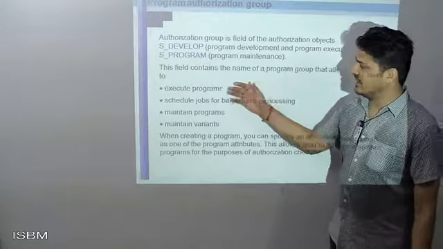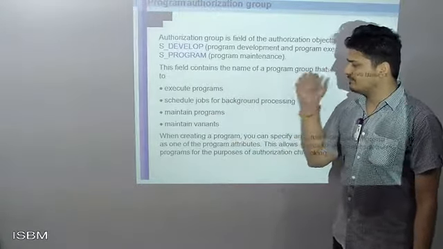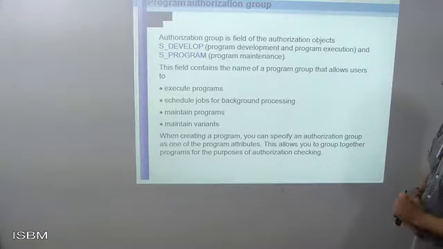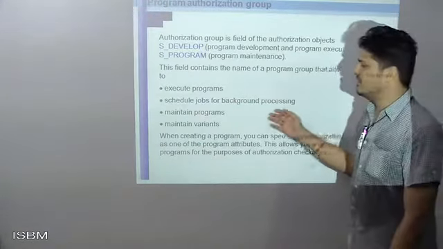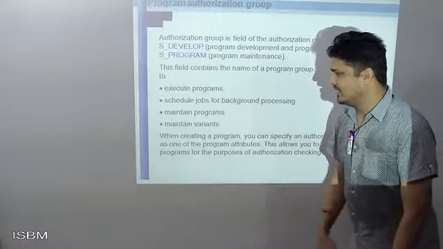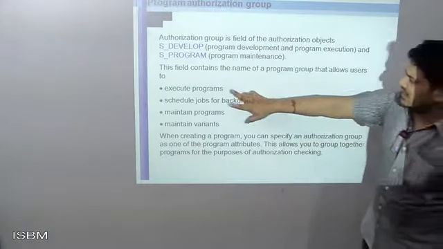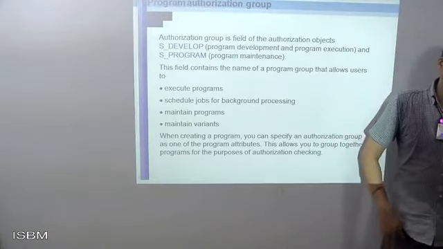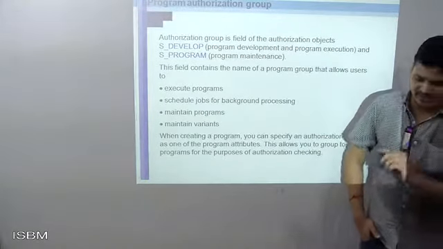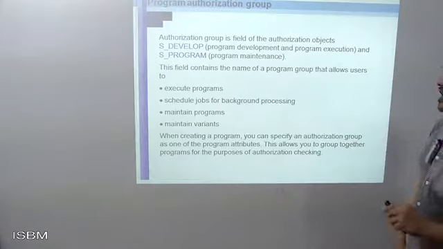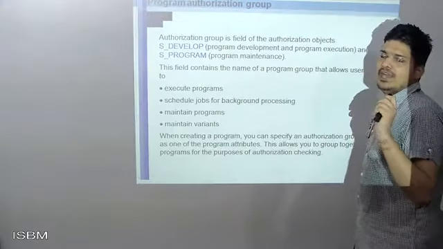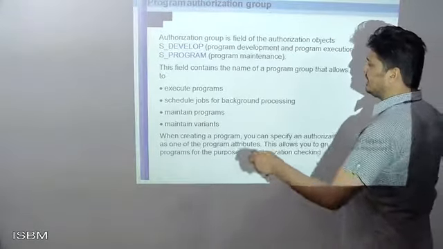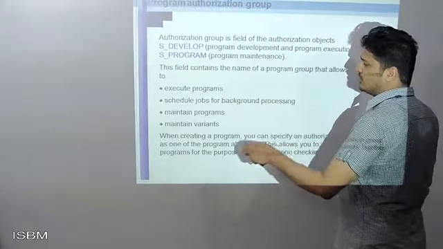There are different kinds of scenarios in ABAP itself. We have executable programs, scheduled jobs for background processing, maintaining programs, and maintaining variants. Basically, I am going to tell you what exactly executable programs are. An executable program is a type 1 program, which we have seen, in which we can directly execute any report to get the output directly. Why do we require background processing of a scheduled job?